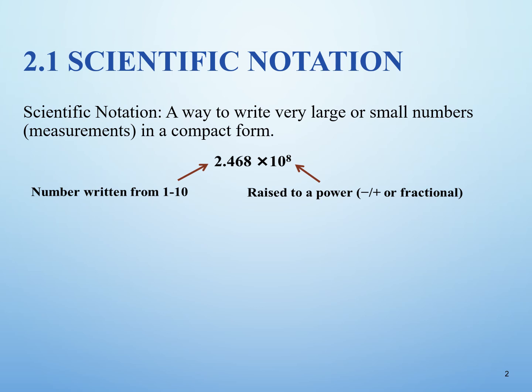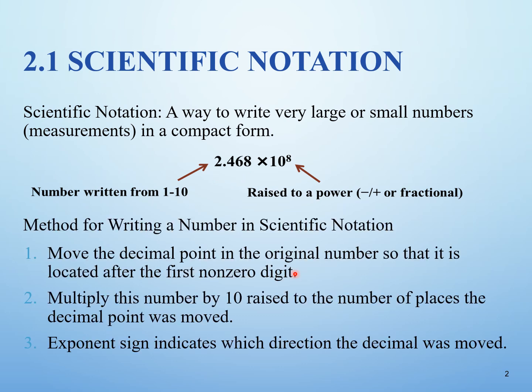So we always write a number between 1 and 10, smaller than 10, obviously, so it's 9.99 or 9 whatever, and then raised to a power. A positive power means it's bigger than that actual number. A negative power will be smaller than the number written here. So these are the methods written in instructions for you if you want to go back and refer to it.